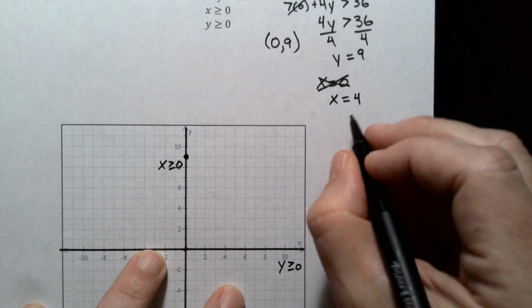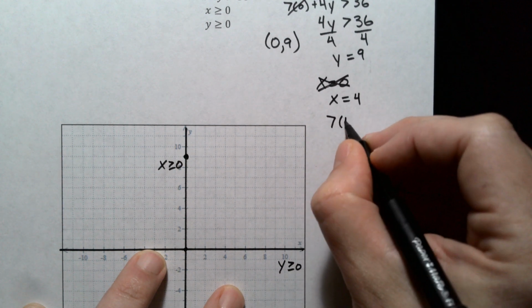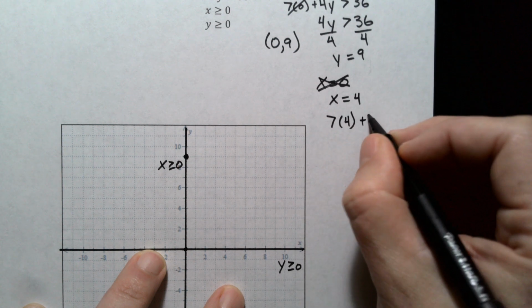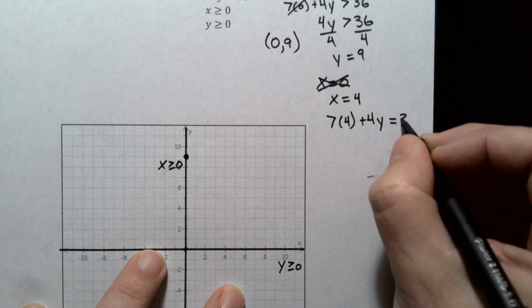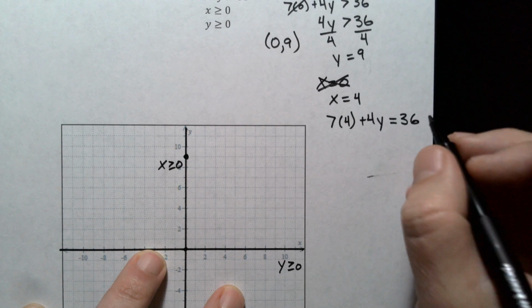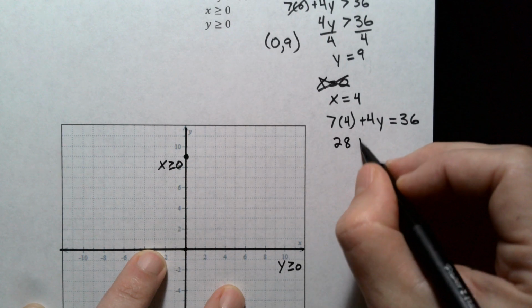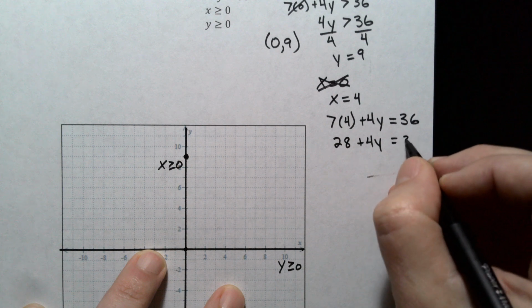Okay, so I'm going to plug that in. So 7 times 4 plus 4y. This time I'll actually use an equal sign. There we go. 7 times 4 is 28 plus 4y is equal to 36.